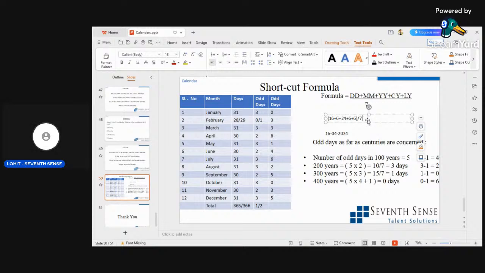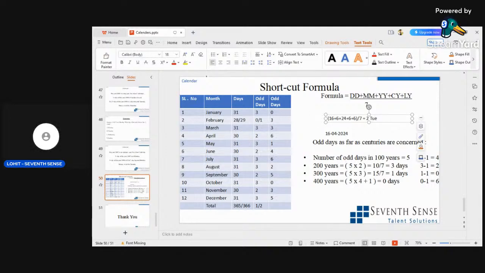So what is the answer you're going to get for this? 16 plus 6 plus 24 plus 6 plus 6. This will be 30. Okay, this will be 12. So 12 plus 30, 42, 42 plus 16, how much? 58. 58 divided by 7. What is the answer? 58 divided by 7, answer is 2. And 2 indicates Tuesday. And today is Tuesday. Yes or no? That much simple.